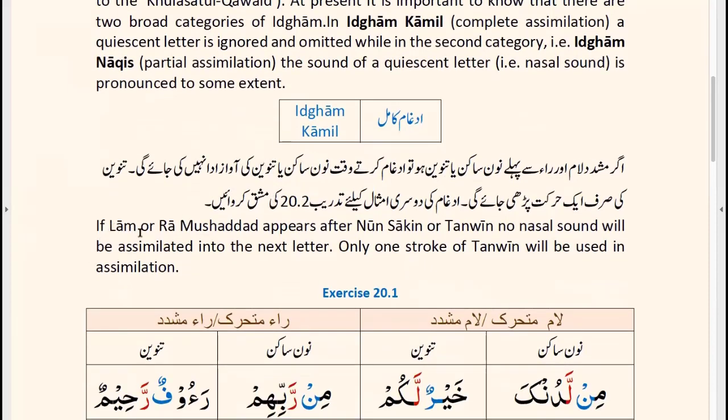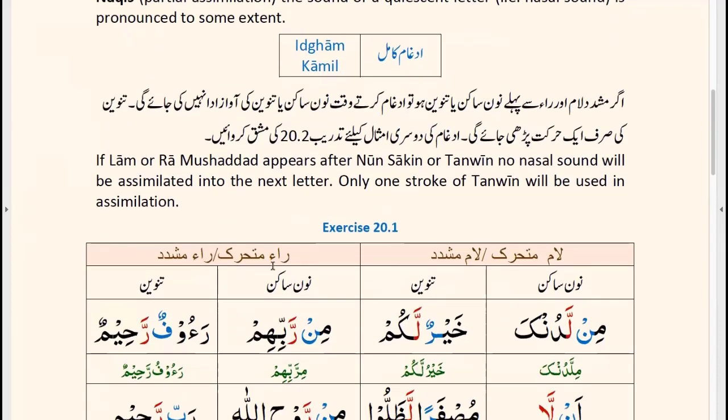So if a lam mushaddad, for example, here we have lam mushaddad, meaning lam carrying a shadda, or a ra mushaddad, meaning ra carrying a shadda, appears after noon sakin or tanween. This is a noon sakin here, meaning noon carrying a sukoon sign. So here, lam mushaddad appears after a noon sakin, and here lam mushaddad appears after a tanween. Tanween means there are two kasras, fathas, or dammas. In this case we have dammas here.